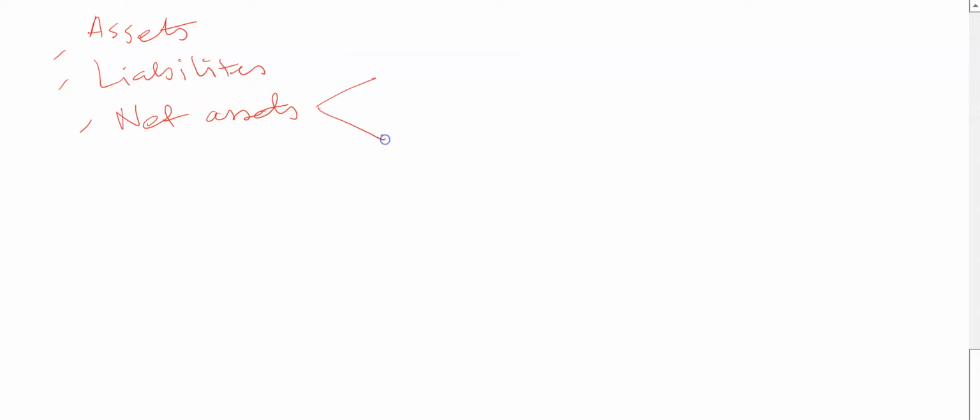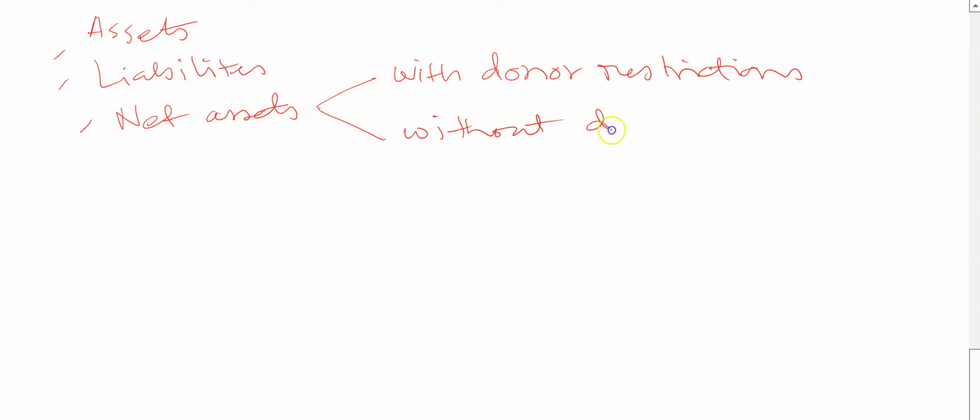For example, if you look at their statement of financial position, you will see an example in the note. In the statement of financial position, they will provide all of their assets, and then they will provide all liabilities, and the difference we call net assets. And of course, these net assets they will classify into two categories: net assets with donor restrictions or net assets without donor restrictions.